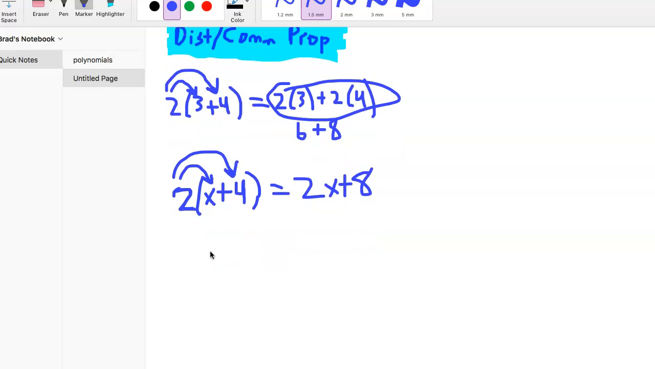As far as commutative property, pretty simple. All you really got to know is that A times B is the same as B times A. And that's really all we have. So that's your commutative property there at the bottom. All the rest of the stuff we did was distributive, and hopefully it helps you out.